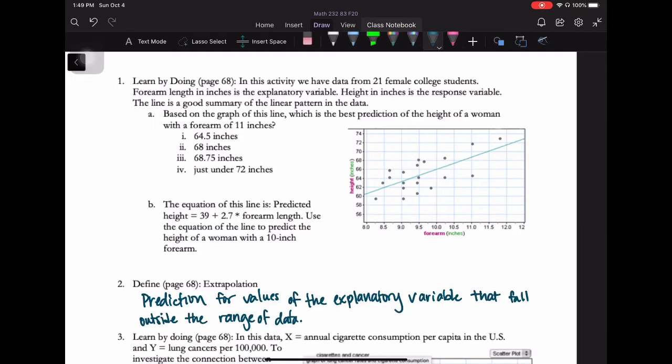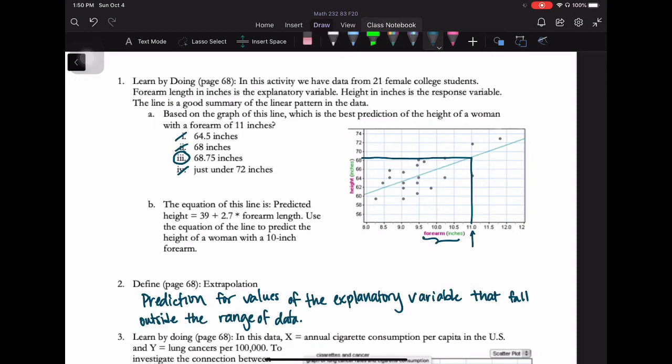Based on the graph of this line, which is the best prediction of the height of a woman with a forearm of 11 inches? What you're going to do is go down to forearm, which is on the x-axis, and hit 11, which is the measurement we're looking for. Take 11 all the way up to the line, and that's our prediction. If you go to the left from that line to your y-axis, you can get an idea of what that y value should be. It's bigger than 68 and less than 70, which means it's going to be number 3, which is 68.75. It was just a little bit higher than 68, so it wasn't 68 exactly.